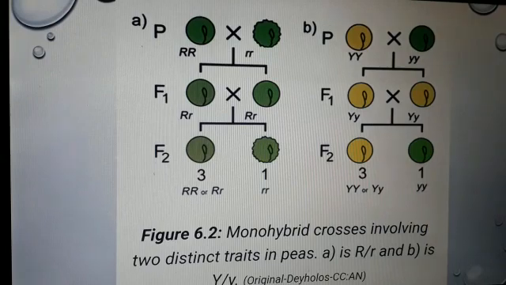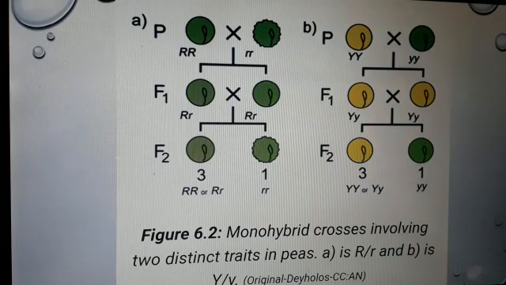Similarly, if the experiment is performed with yellow and green seeds, in F1 generation we will have all the seeds yellow, and in F2 generation we will have the seeds in 3:1 ratio as yellow and green. So this shows that round is dominant over wrinkled and the yellow color is dominant over the green one.